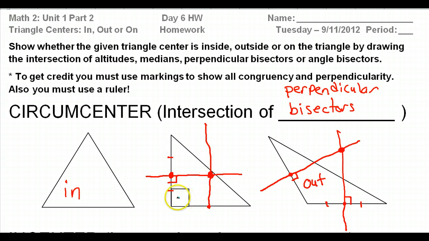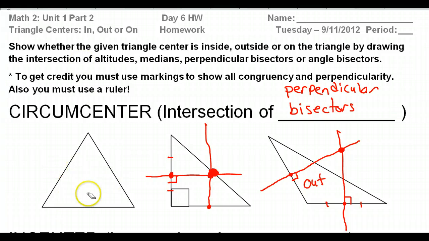edge. For the right triangle, if it's outside for obtuse, it should be on the triangle for a right triangle. So you see how close this is. So you can go ahead and imagine that if we had done it perfectly, it would have been on the hypotenuse, like right there. Okay? And why not? Let's go ahead and follow through.